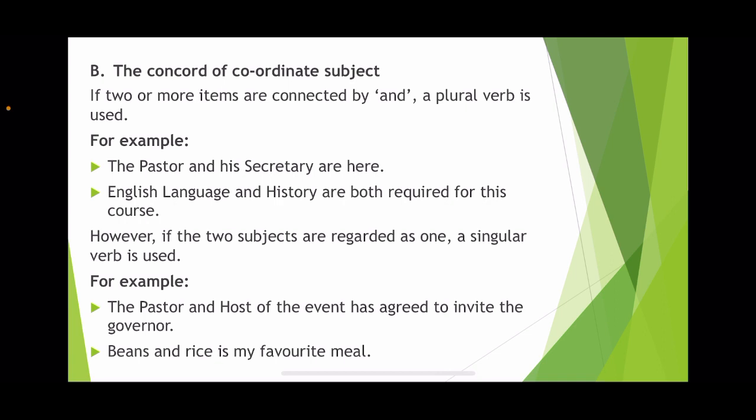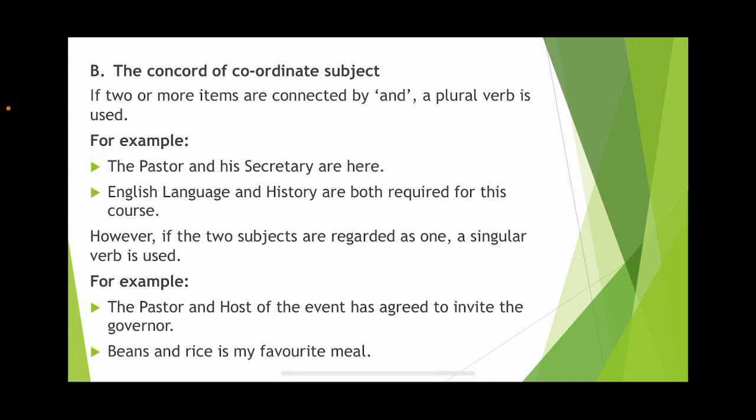B, the concord of coordinate subject. Here, if 2 or more items are connected by and, a plural verb is used. For example, the pastor and his secretary are here. Number 2, English language and history are both required for this course. However, if the two subjects are regarded as one, a singular verb is used.